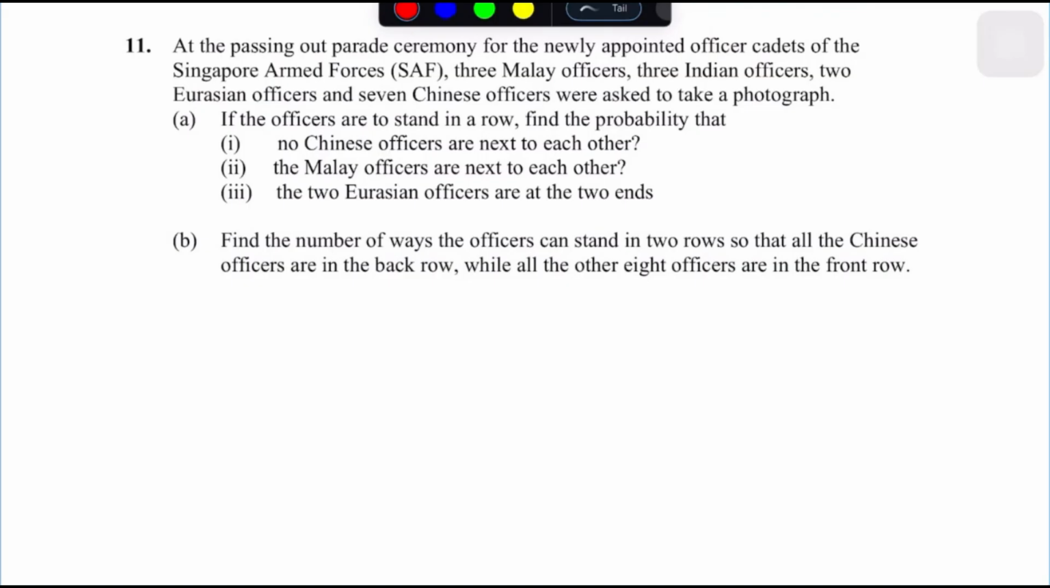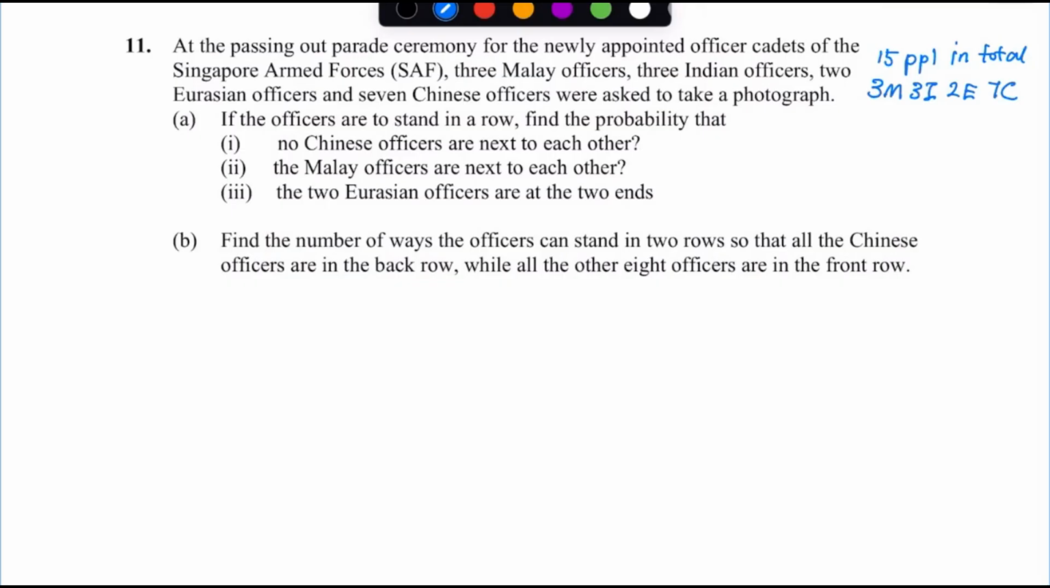So we have 3 Malay, 3 Indian, 2 Eurasian, and 7 Chinese. In total, how many people? Oh, my bad, 3, 3, 2, 7 makes 15. 15 people in total, thank you.